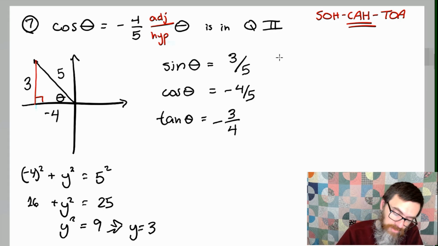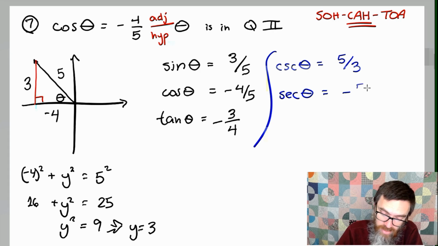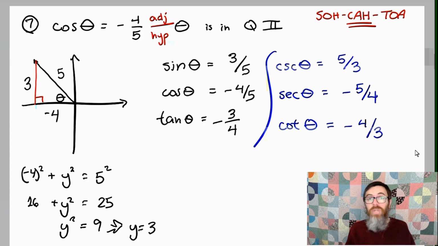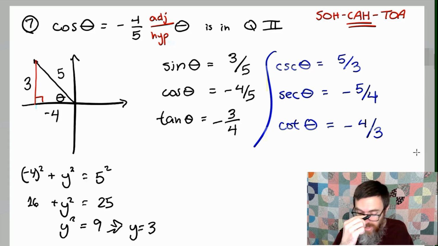Now flip this over and do the reciprocals. So the reciprocal of sine is cosecant. We're going to turn this guy over, and that's 5/3. The reciprocal of cosine is secant. Turn it over, negative 5 over 4. And the reciprocal of tangent is cotangent. Flip this over, negative 4/3. And you're done. Like that is all you have to do. Get the picture, label it correctly, do sine, cosine, tangent, and then do the reciprocal of each of those.